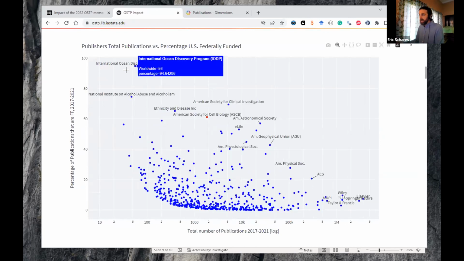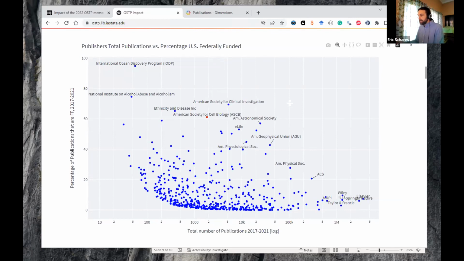So in general, the highest percentage of federally funded research is among publishers that have relatively low total volume, and that makes sense, right? If you have just one more federally funded paper, that's going to affect your percentage more than if you publish 100 articles over these 5 years, than if you publish 3 million articles over these 5 years.